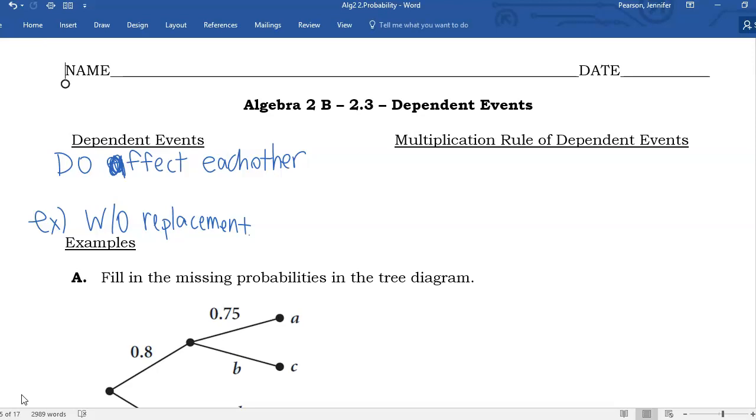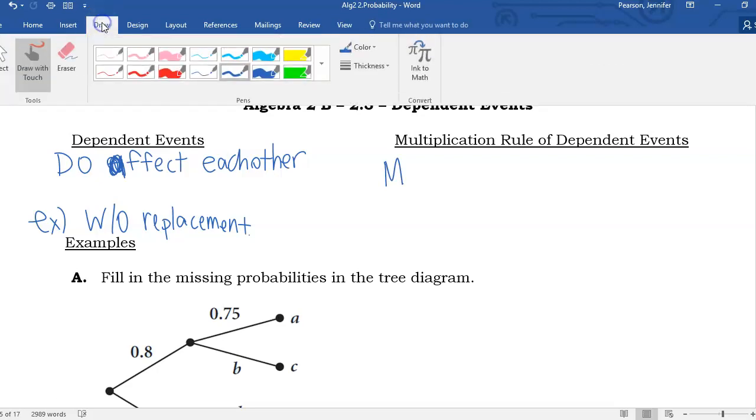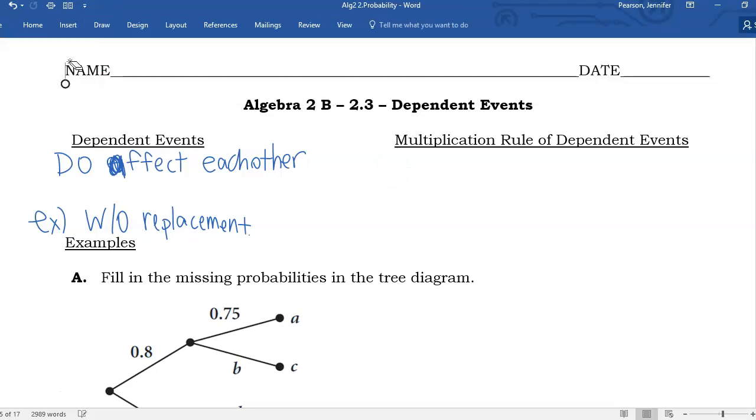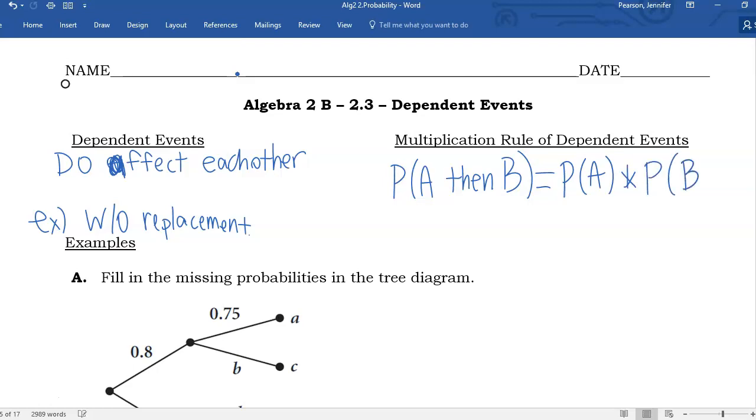It changes, okay? The multiplication rule for dependent events looks kind of the same as the one for independent events. The probability that A and B happen. Now, I've seen this A and B, but I've also seen this A then B, so I'm going to go A then B. Really means the same thing as A and B. The probability of A and B, or A then B, is going to be the probability of A, and it's still times, but now it's the probability of B given that A happened.